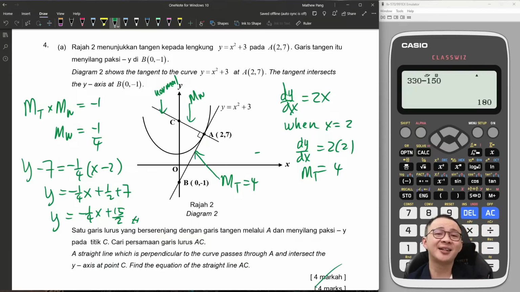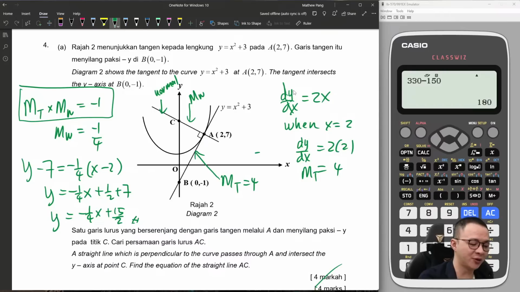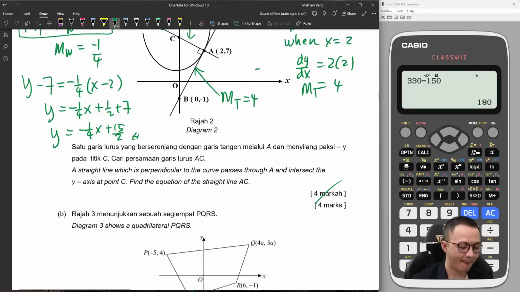You just need to understand how to find the gradient of the tangent. Basically, you do dy/dx, then sub the tangent point's x value into your dy/dx. Then you can get the gradient of the tangent. Once you get that, you can get the gradient of the normal, or over here they call it the perpendicular gradient, by using the formula m1 m2 equals negative 1. Whenever you have 90 degrees, I will use this formula.